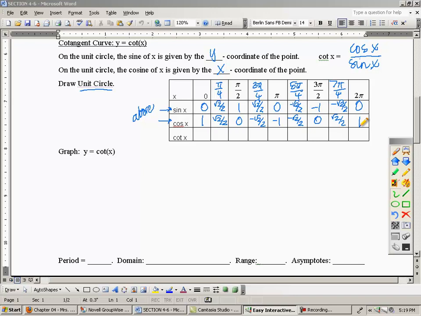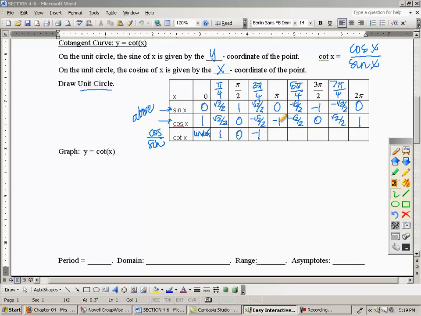Okay? Now the hardest part is you've got to divide backwards. Don't forget we're taking cosine over sine. So if I take 1 and divide it by 0, I get an undefined fraction at 0 radians. The square root of 2 over 2 divided by the square root of 2 over 2 is 1. 0 divided by 1 is 0. Negative square root of 2 over 2 divided by positive square root of 2 over 2 is negative 1.